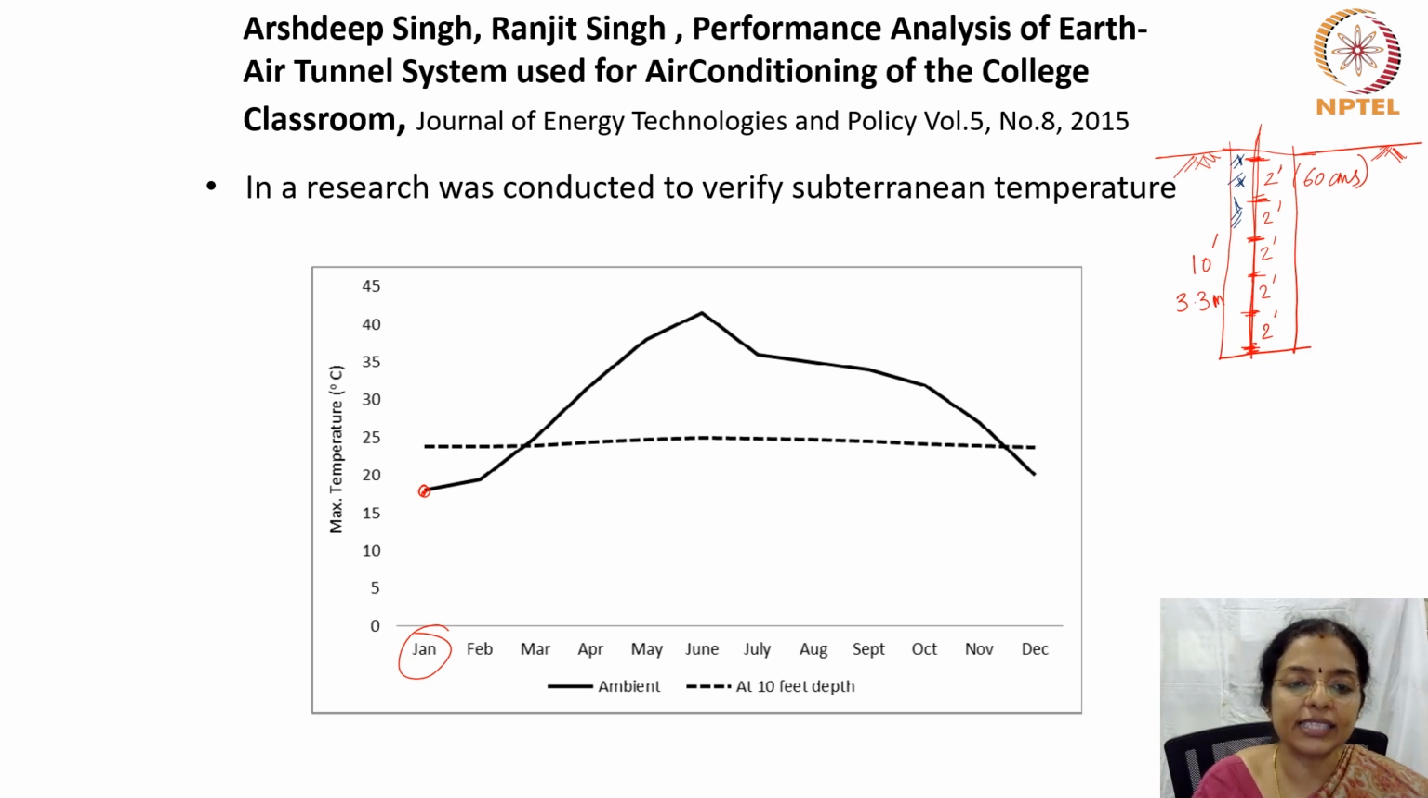So like this they plotted for each month: January, February, March, April, May, June would come here, July, August, September, October, November, December, and all of this is the average of maximum day temperature for that month.